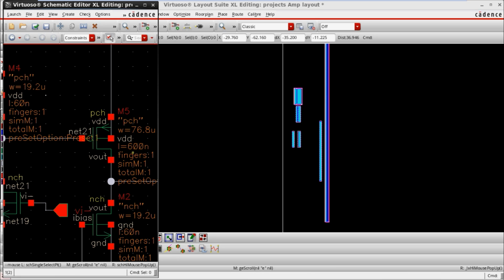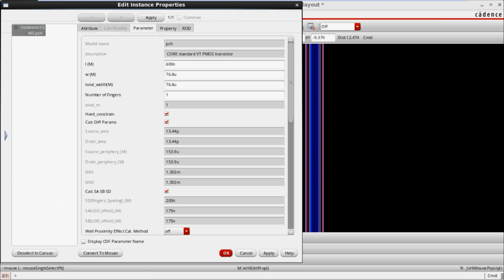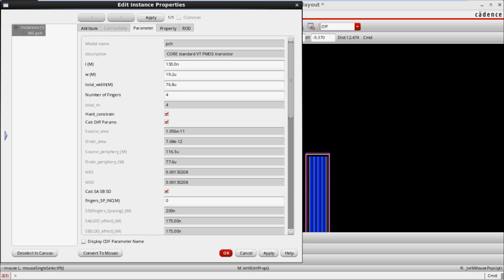So I am getting exactly 4 values. So what I am going to do, I am going to click Q, going to the properties of the device. This is not a 60 nanometer, so this is 776.8. So what I am going to do, I make it 19.2 as a standard length, and then I am making it a 4 finger device. Just apply. Since it is not a 60 nanometer device only, okay, 60 nano, apply.